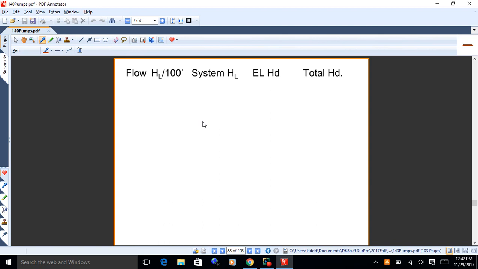Okay, so we're looking at a flow of 1,300. The head loss per 100 is 4.85. The system head loss is 4.85 times 3.046. So that's 4.85 feet per 100 times 3.046 100-foot lengths: 14.8. Elevation head is 36. So the total head is what, 50.8?